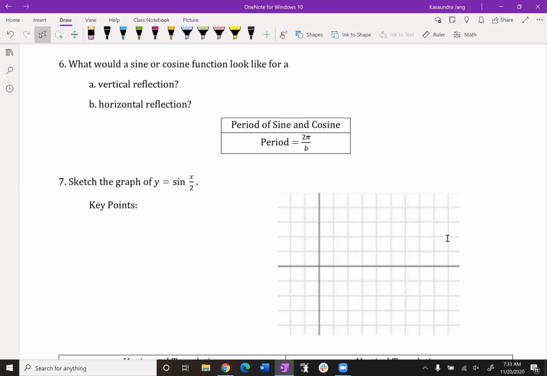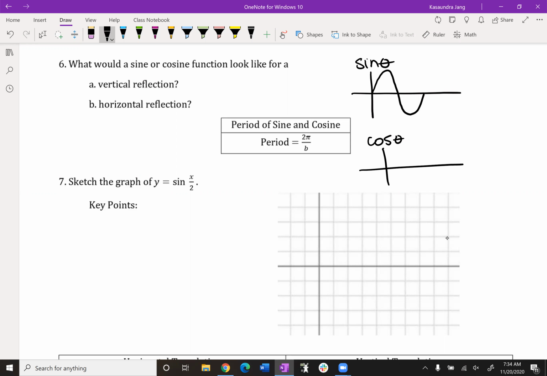Hey guys, we're going to start looking at number 6 here. It says, what would a sine or cosine function look like for a part A vertical reflection and part B horizontal reflection? All right, so obviously I didn't leave very much space here. I'm going to draw a sine parent function. It starts at 0, 0. There's one cycle right there. And then here's my cosine parent function, starting at 0, 1, and there's one cycle right there.